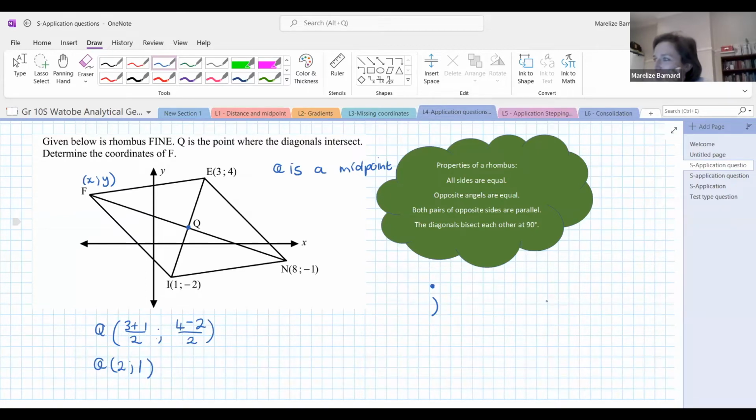So now that we have that midpoint, 2 and 1, this was Tuesday's lesson, right? Tuesday's lesson was finding missing coordinates if given the midpoint. So now we can go on and find F. Let's see who can remember, who understood from Tuesday. We have the midpoint, we just calculated it, 2 and 1. And we have N, 8 and minus 1. So now we need F. Okay, I'm going to give you 2 minutes to do that. Don't put answers in the chat yet. I'll call for answers when we're ready.